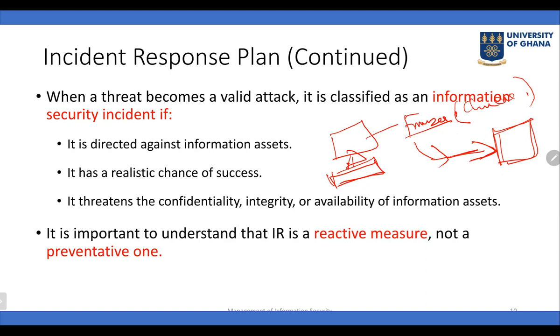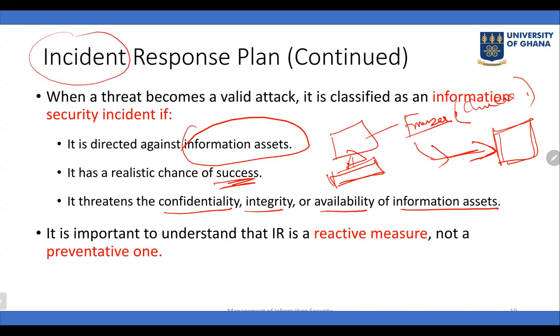So when a threat becomes a valid attack, it is classified as an information security incident. If it is directed against information assets, it has a realistic chance of success, and it threatens the confidentiality, integrity, and availability of information assets, then it is classified as an incident. So it is important to understand that incident response is a reactive measure, but not preventive. You see, it is reactive. It is happening. They quickly have to come and react in order to take care of the incident or the issues.